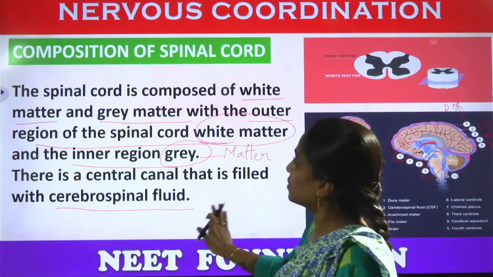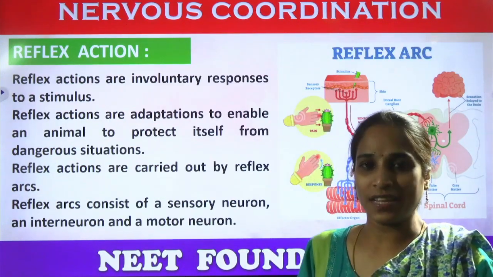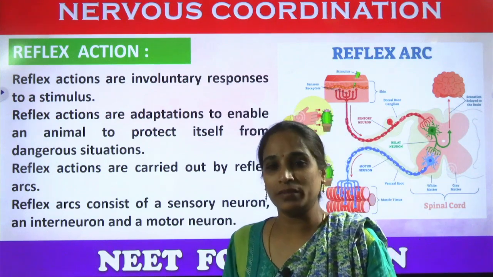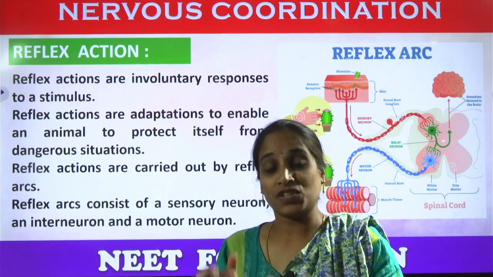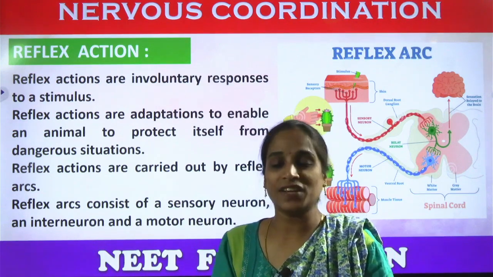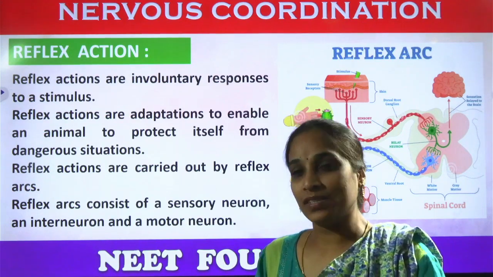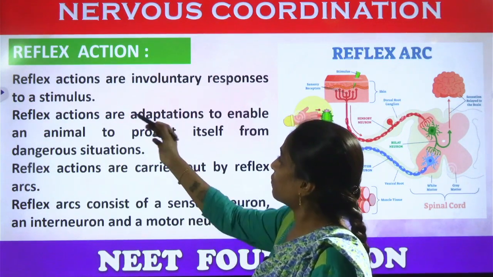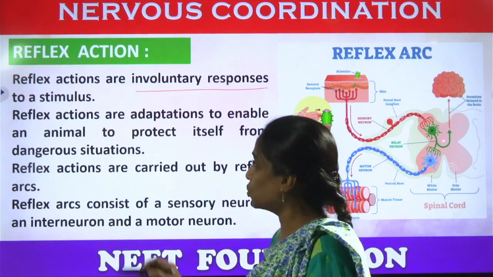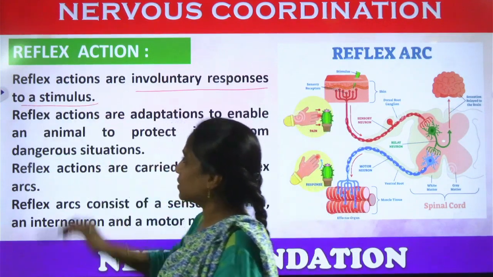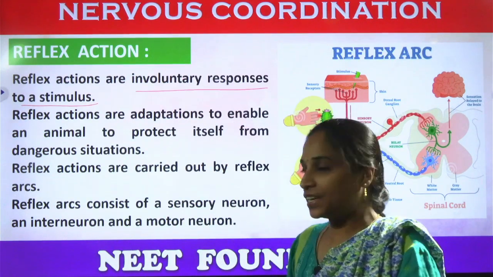Coming to the next concept, what is the reflex action? So you might know about the reflex action. Reflex action is nothing but a kind of reaction. What kind of reaction? A sudden, accidental reaction, which is given by our muscles. Let us see what those are. Reflex actions are involuntary responses to a stimulus. This stimulus might be positive or it might be negative.